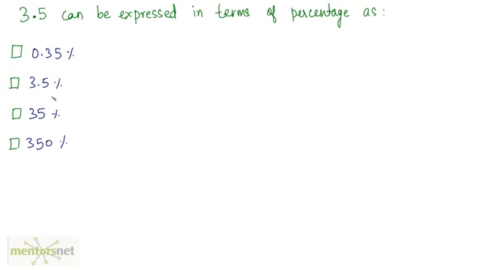Let's move on to the second question. 3.5 can be expressed in terms of percentage as. So again we have the number, just multiply it by 100, get the percentage. So 3.5 times 100, and that will be equal to, we'll shift the decimal points 2 places to the right because we have multiplied this by 100. So 1 and 2. So we have 350%. Easy questions, right? Let's jump on to the next.